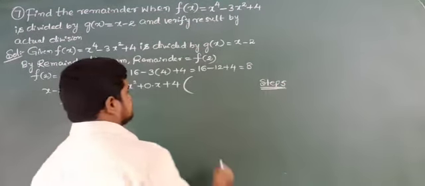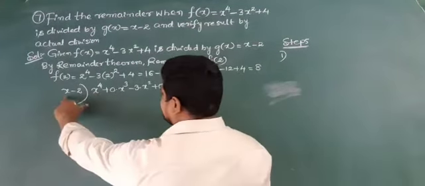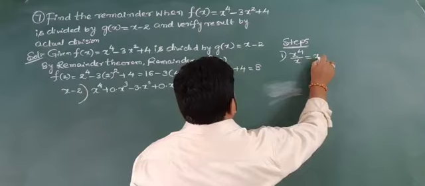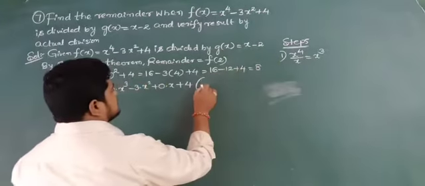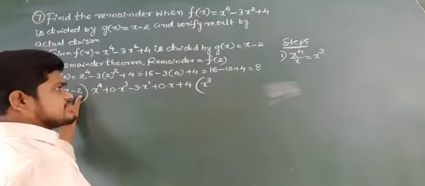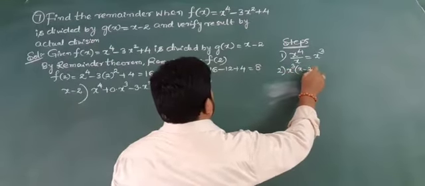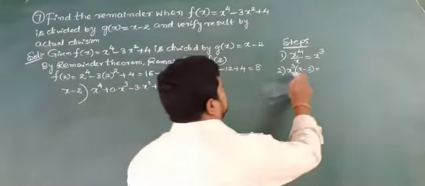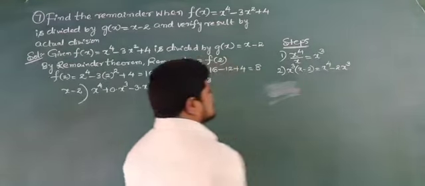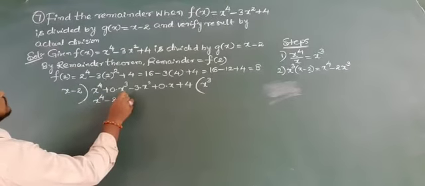What are the steps we are using? First, we have to divide the first term of the dividend by the first term of the divisor, that is x⁴ by x. Cancel x one time, we should get x³. So we have to write the x³ in the right hand side brackets. That same term we have to multiply with the total divisor, x − 2. So x³ into x − 2 is x⁴ − 2x³. We write x⁴ − 2x³ here.